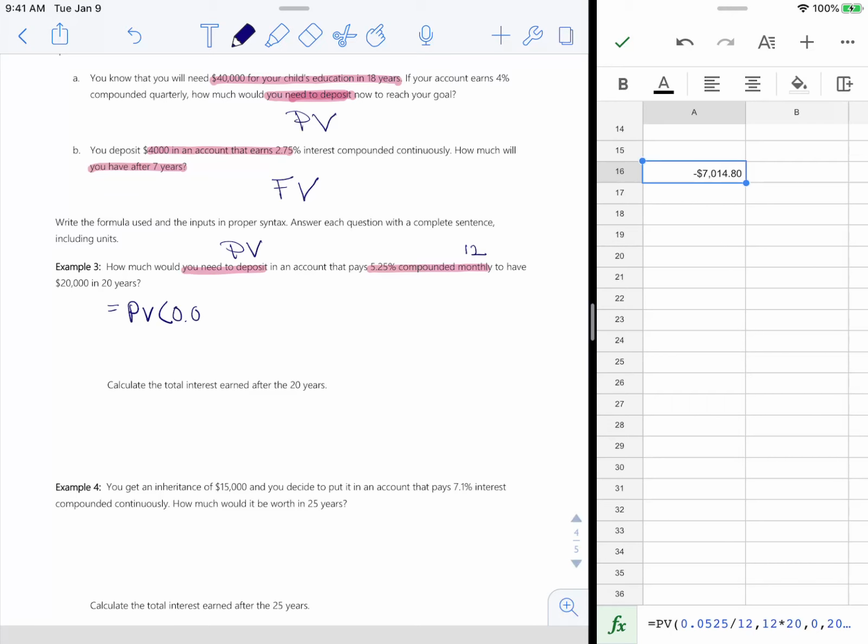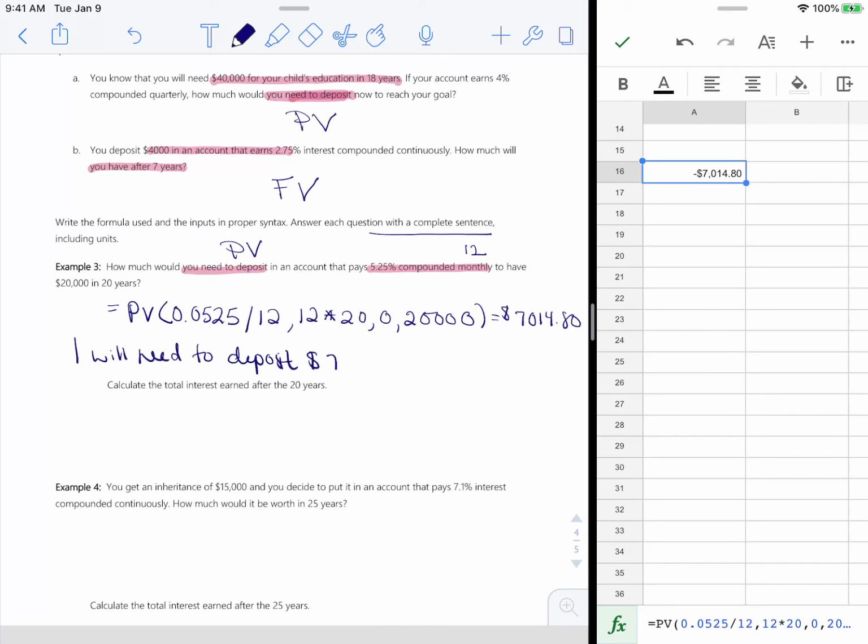So 0.0525 divided by 12, 12 times 20, 0, 20,000. And it gave us $7,014.80. It also tells us to write in a complete sentence using units. So I will need to deposit $7,014.80.